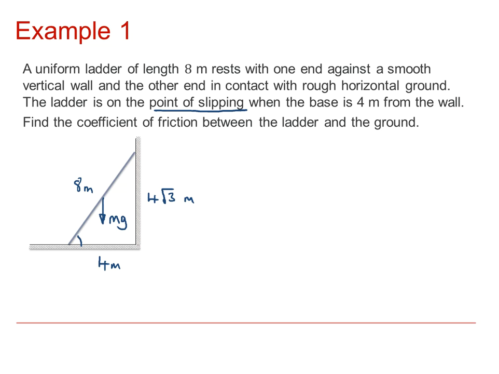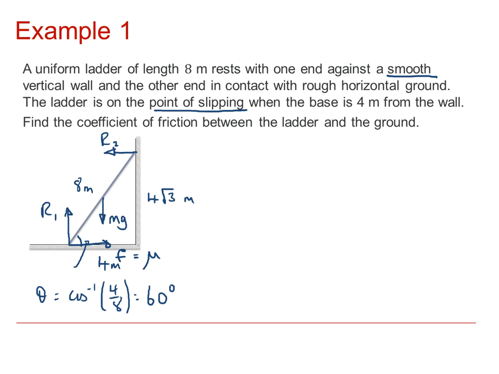Alternatively, if you wanted to use this angle here, then theta is cos to the minus 1 of 4 over 8. That means that theta is 60 degrees. We're told that it's against a smooth wall. That means that there's only a reaction here. Let's call that one R2. But there's a frictional force at the ground, so we've got a normal reaction R1 and a frictional force here, F. And because it's on the point of slipping, we can say that F there must be equal to mu multiplied by R.